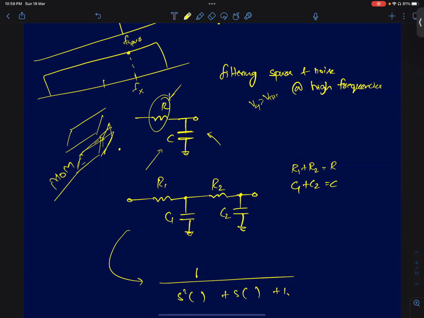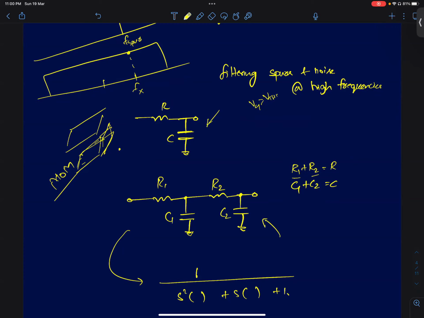I'll take the resistor, split it into two fractions, say R1 and R2. The sum of R1 and R2 is R. And similarly, I'll take the capacitance and split it into two caps and call it C1 plus C2. The sum of the two caps is again C. That is also fixed. Now my question is, what kind of responses can I expect from these two structures? And if I want to filter out high frequency noise, which is better? That's what I was trying to answer.